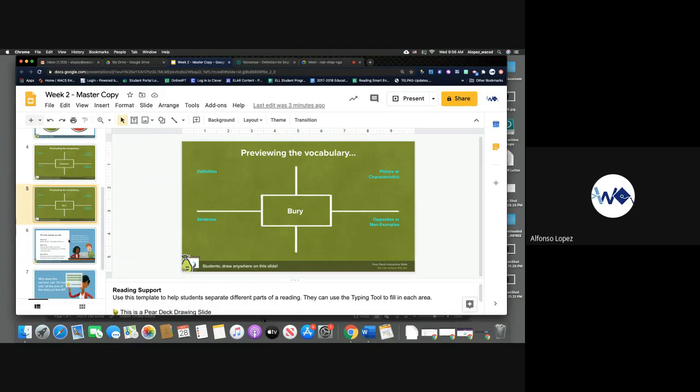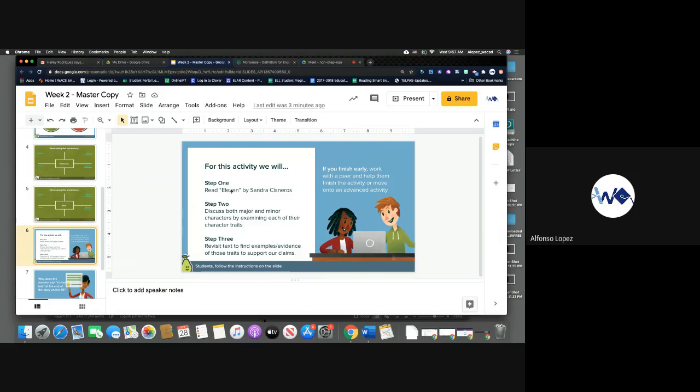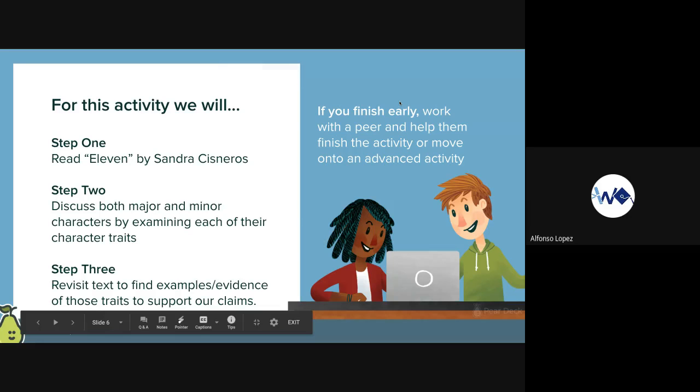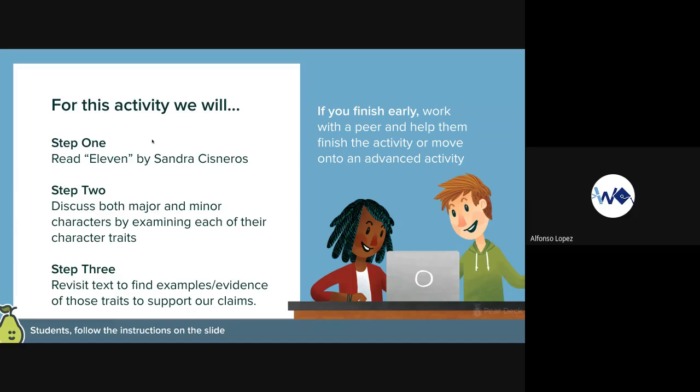Okay, I'm going to continue. So what are we going to be doing this week? Well, after we have finished looking at the vocabulary, we are going to read a short story by Sandra Cisneros. She's one of my favorite writers. The short story is called "Eleven." It's about a young girl in school, and it's a personal narrative about her day, which just happens to be her birthday.